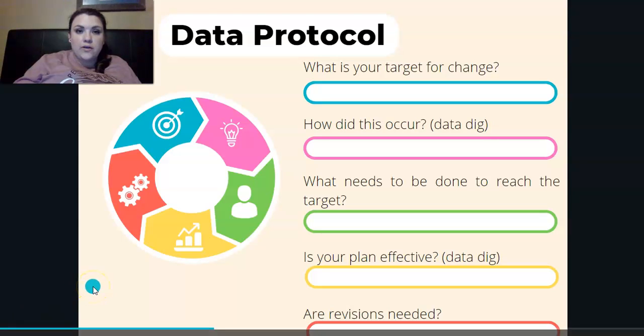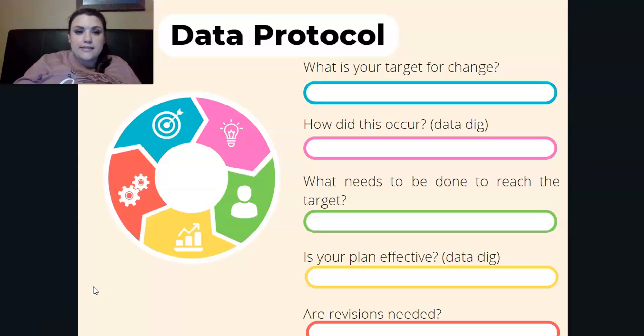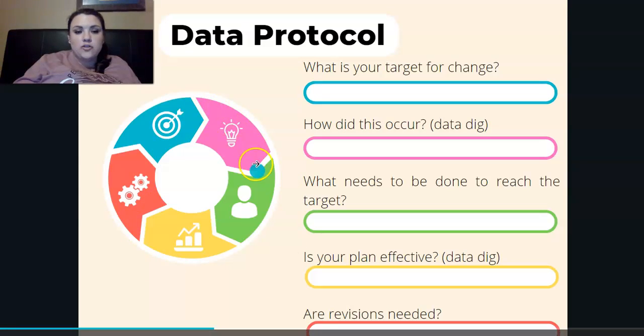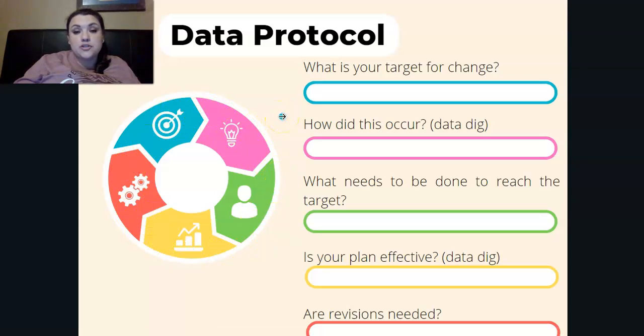Hi, my name is Heather Shiloh, and this is my data protocol worksheet or handout. This would be the front of the page. It has a nice little graphic kind of showing that this works in a circular pattern, essentially.